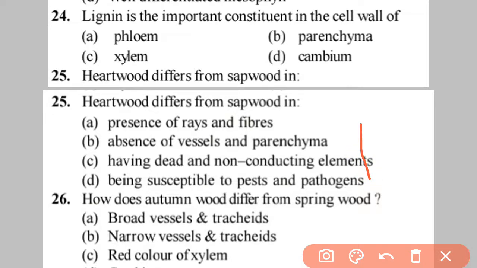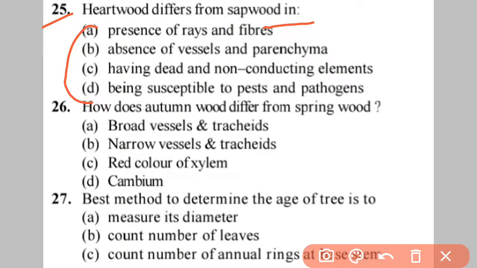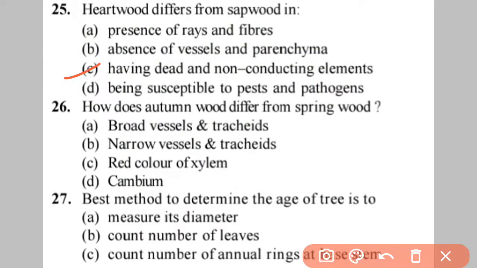Let's move on, question number 25. Question number 25 is, heartwood differs from sapwood in. You can see 4 options are given here. First one is presence of rays in fibers, absence of vessel in parenchyma, having dead and non-conducting elements. Yeah, this is the correct one. Okay, option C is correct here. Heartwood differs from sapwood in having dead and non-conducting elements. So option C is correct here. You can also check the last one, but we have now got the answer, option C. So let's move on, next question.